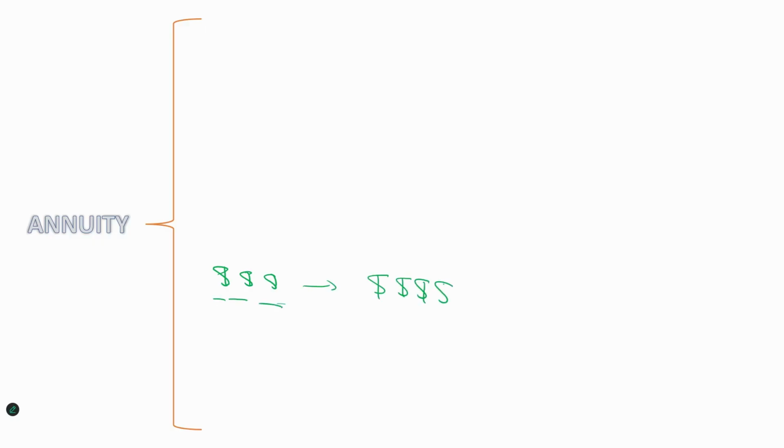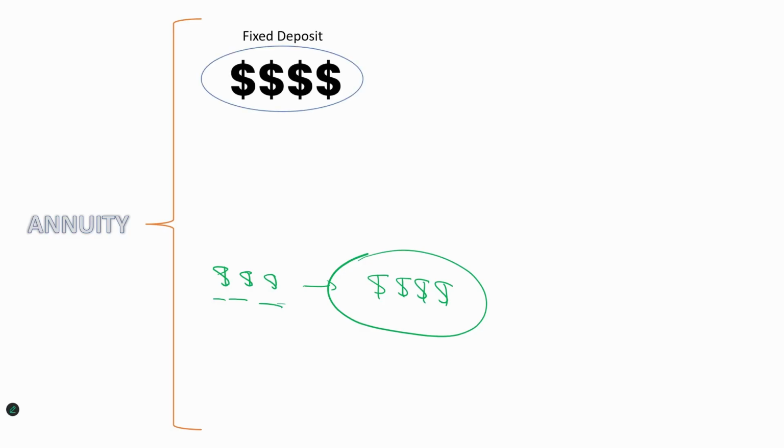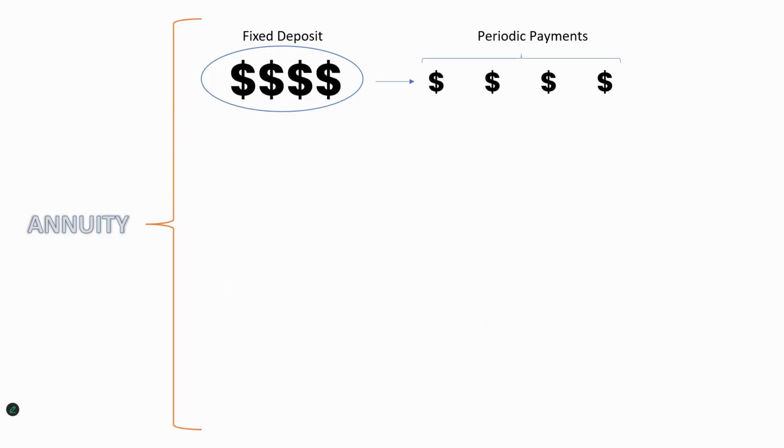Easy as that. So annuities are exactly the opposite of life insurance. In life insurance, you pay premiums, right? You pay periodic payments, and then eventually, when you die, your family or your beneficiary is going to get a huge amount of money. In an annuity, you pay a huge lump sum amount of money at the beginning, and then you get periodic payments. So this is exactly the opposite.